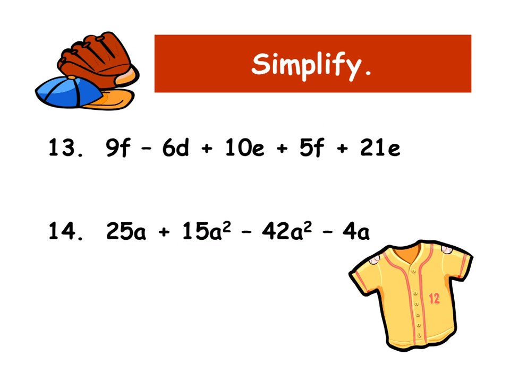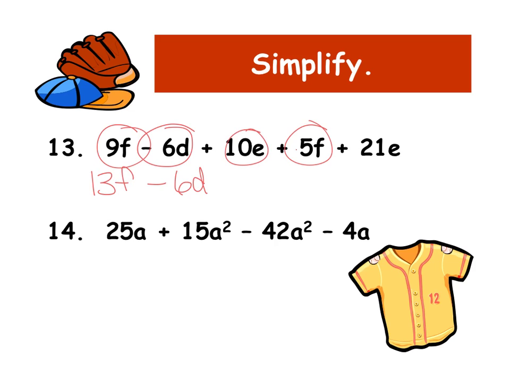And over here, I have a 9f and a 5f, so 9f plus 5f gives me 13f. I have just one of the d's, so that is negative 6d, and then I have two terms with e, and I just add the numbers together, so it gives me 31e.